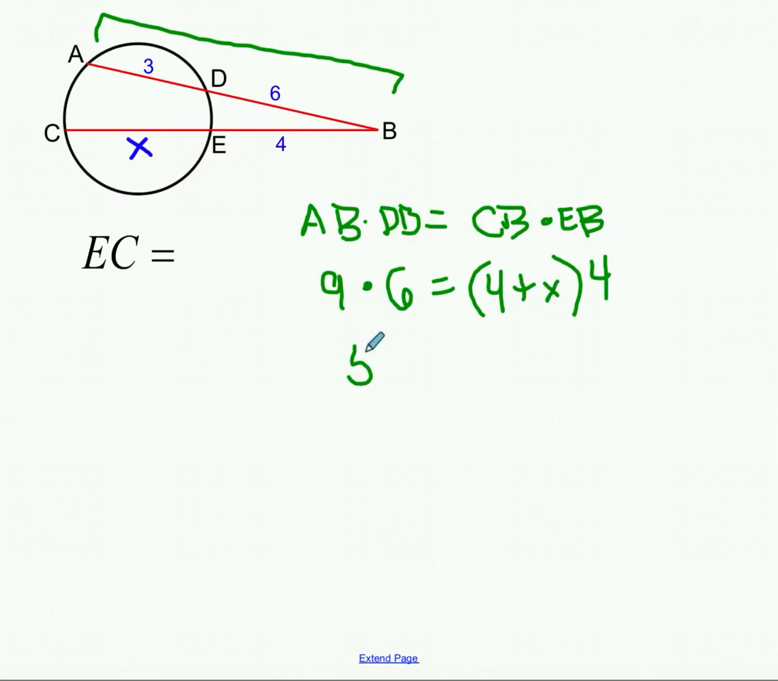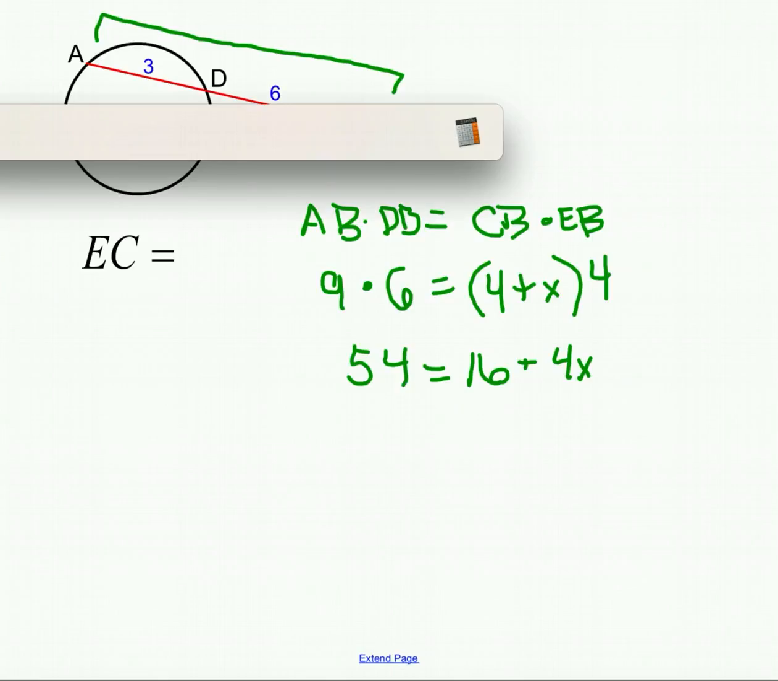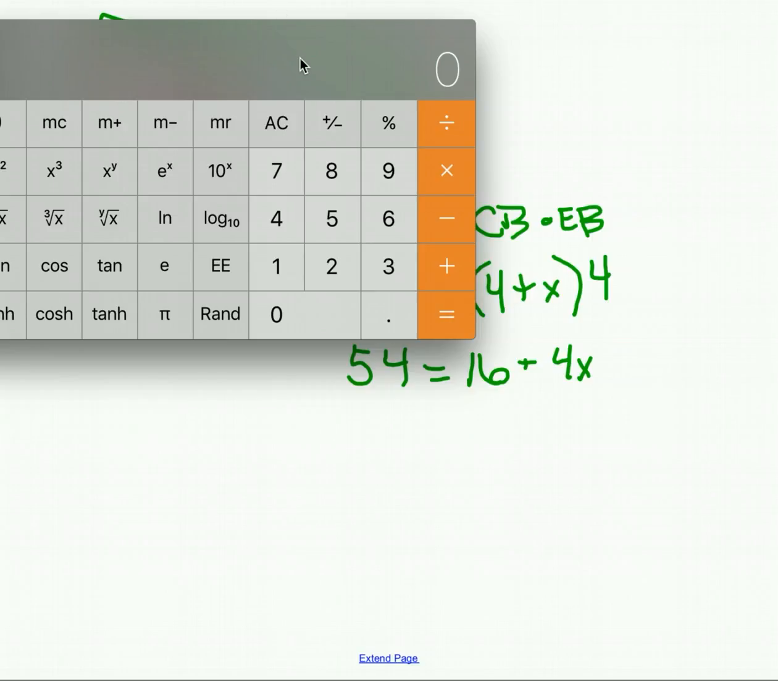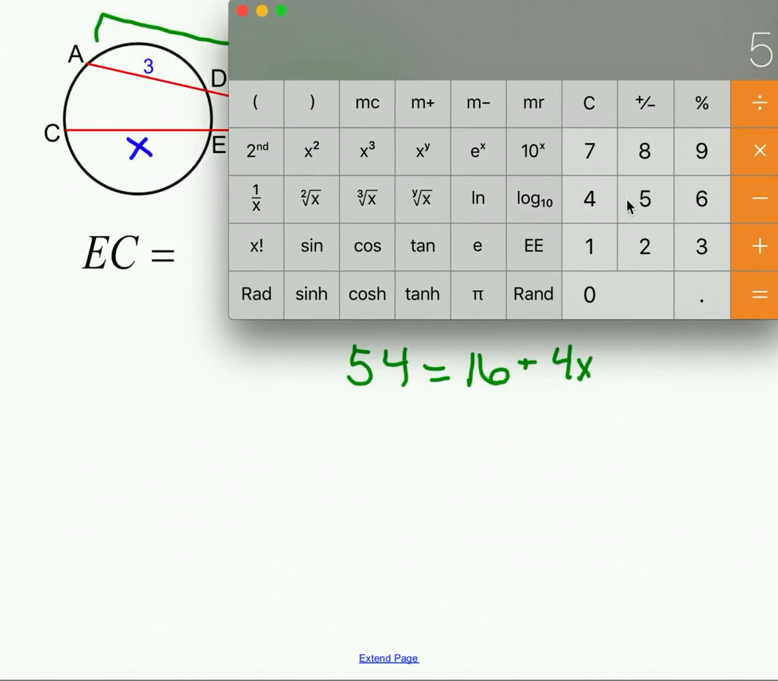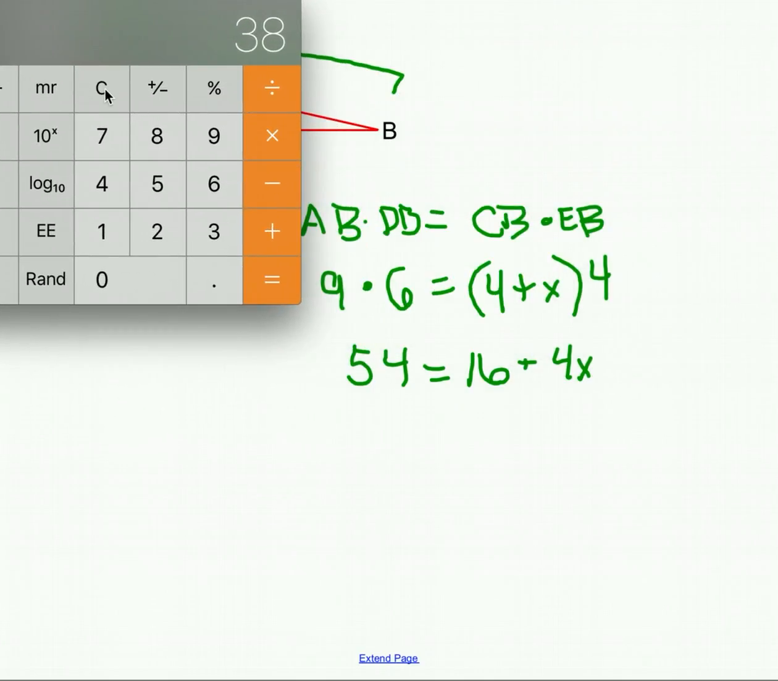9 times 6 is 54. And I need to distribute this 4 in. 4 times 4 is 16. 4 times X is 4X. Subtract 16 from both sides to get the X term by itself. 54 minus 10 is 44, minus 6 is 38, I believe. Let me double check that. See, even math teachers need to double check their simple math sometimes. 54 minus 16 is 38. Yep, okay, good, I was right.